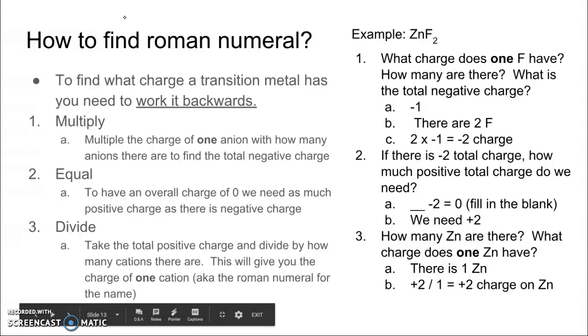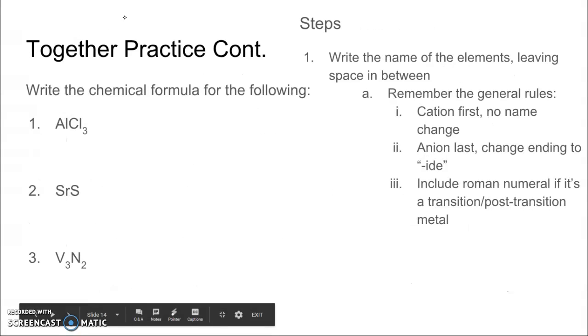Oh yes, and it shows the work right there. Now guys, I am out of time, so do these examples. I'll have the keys online.